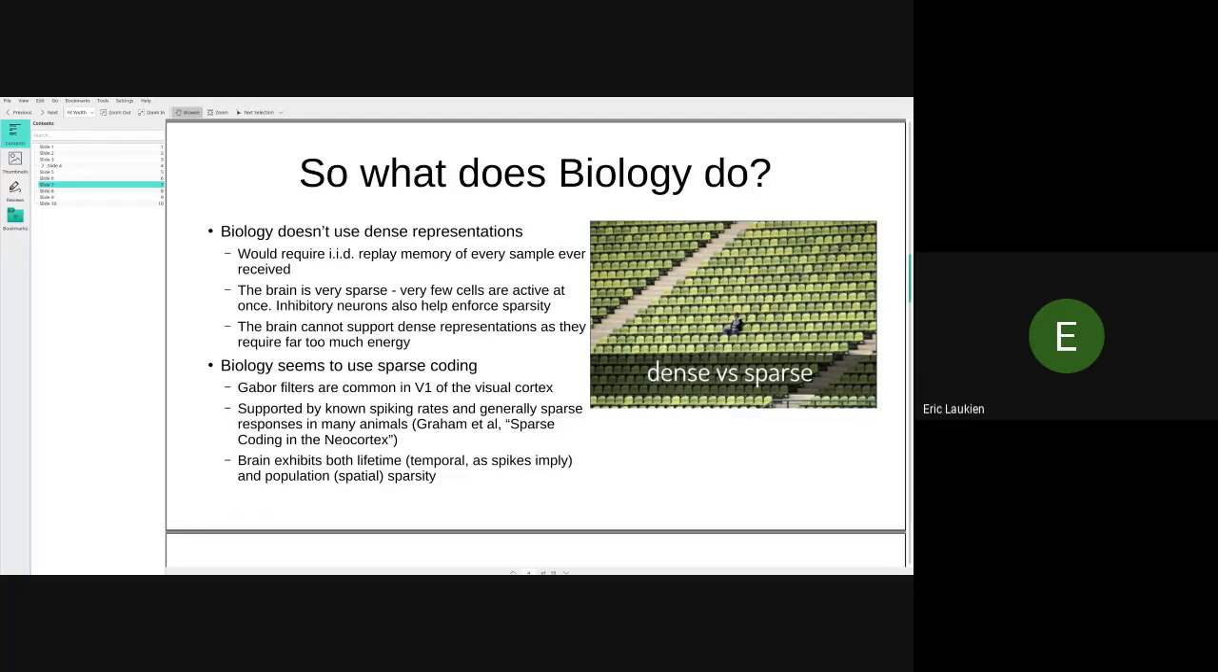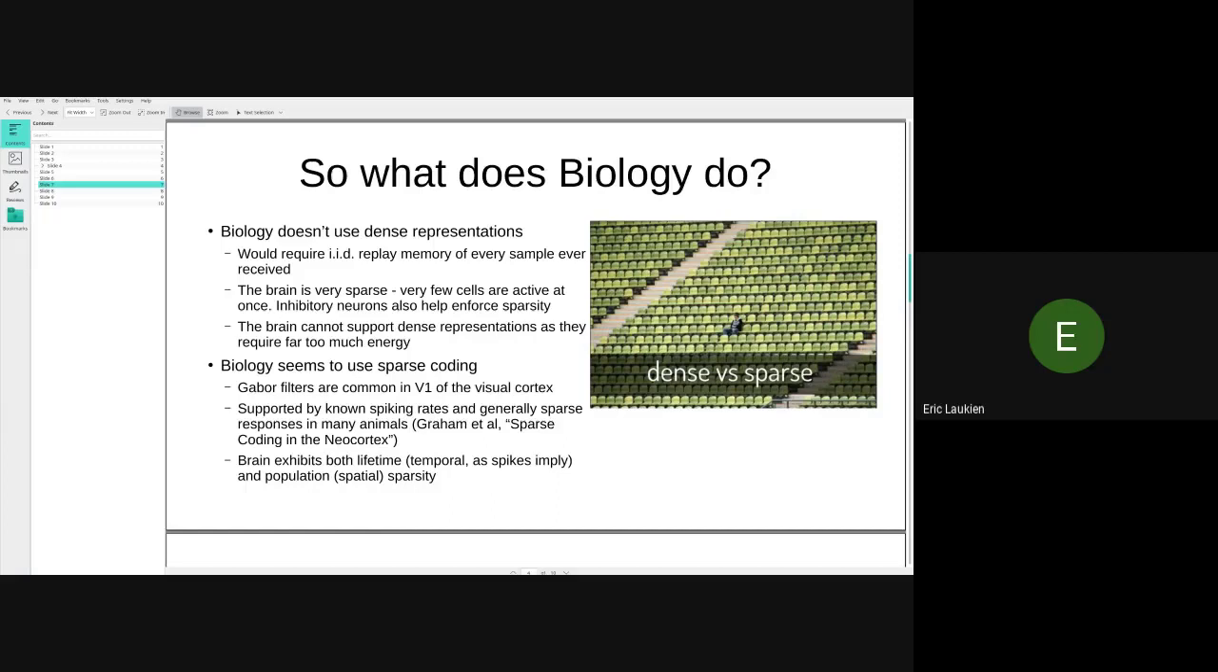So the question is, what does biology do? A lot of this Subutai went over, but biology doesn't use dense representations, because those require the IID assumption and replay of basically exact copies. There are ways around this, which is what many continual learning methods do. But if you think of DQN or deep learning style reinforcement learning, they usually just have a fat replay buffer of every memory ever and randomly sample from that in batches. Our brain is very sparse, with very few cells active, and the inhibitory neurons are there for a reason. We say that they decorrelate the excitatory neurons, and I'll get to that a bit later.